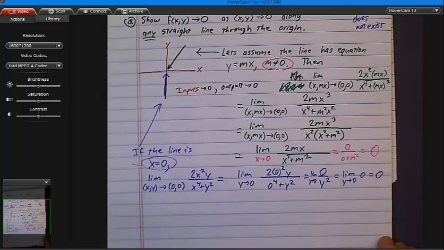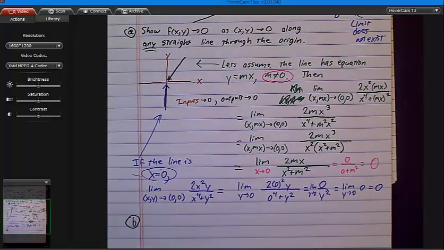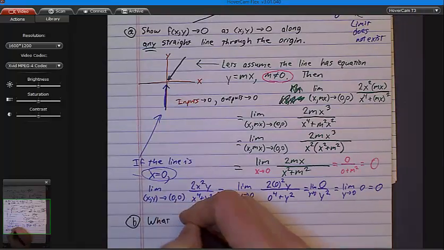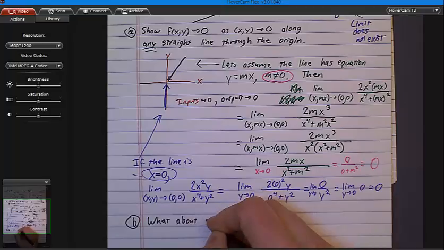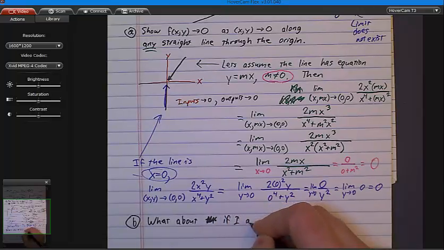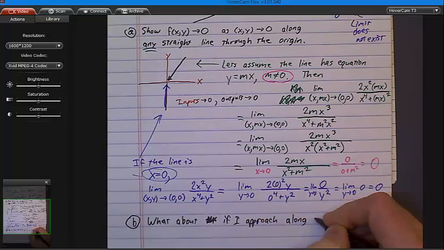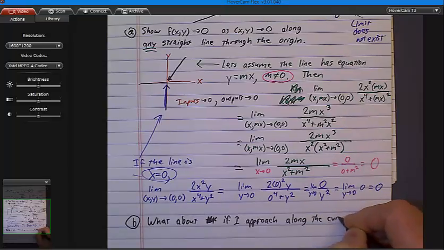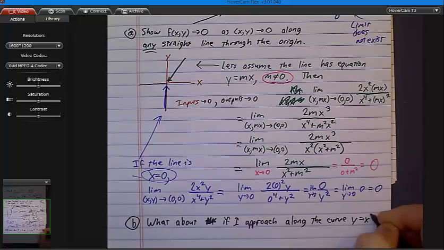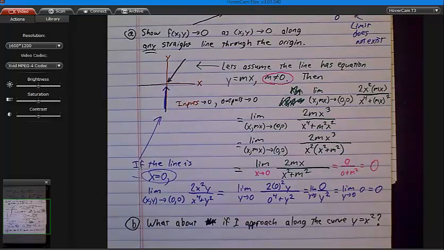Okay, part B to this pathologic example. What about, let's say, if I approach along the curve y equals x squared? Everyone knows the parabola. Let's compute the limit in that case.